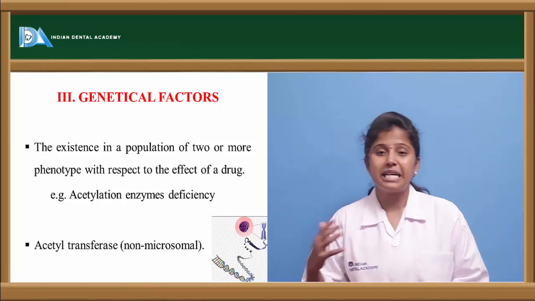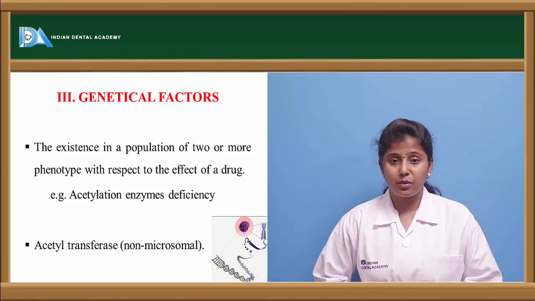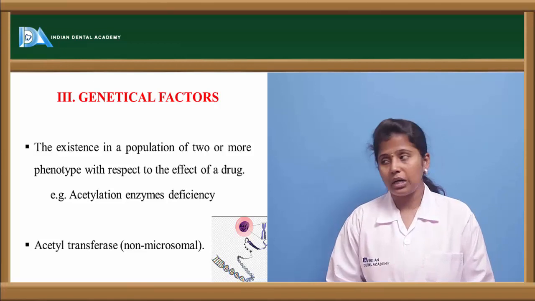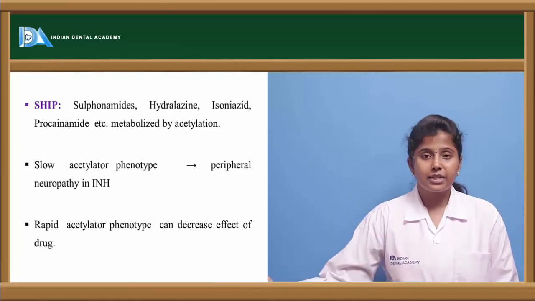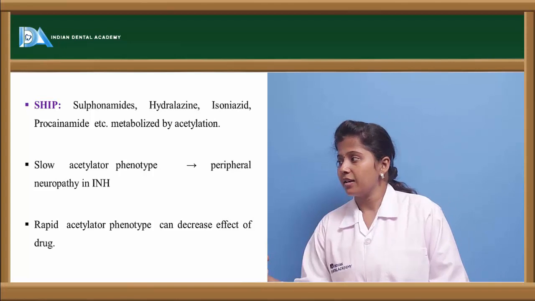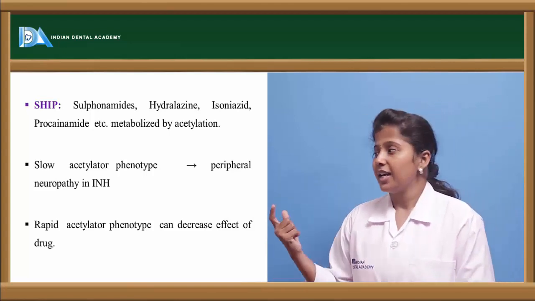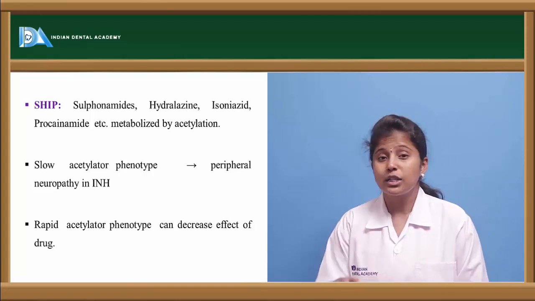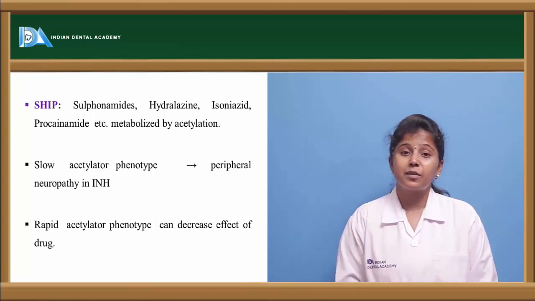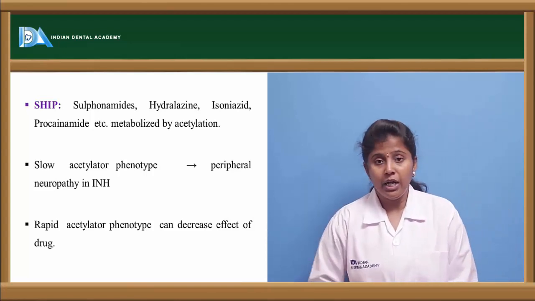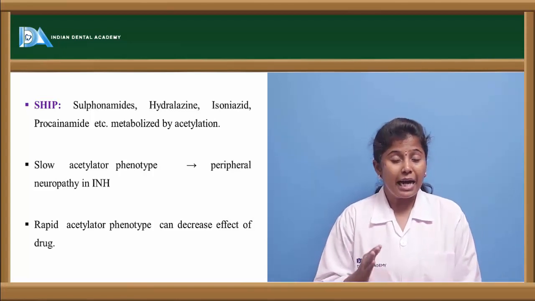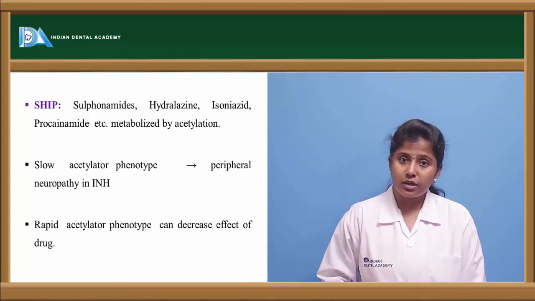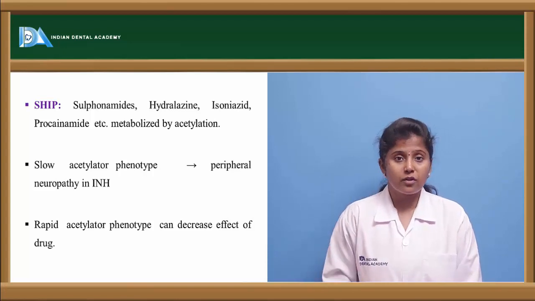So in such types, the acetylation enzymes will be deficient. Because of that, the metabolic rate of the drug can be altered. For example, drugs like, we can remember SHIP, sulfonamides, hydralazine, isoniazid, as well as procainamide. These drugs get metabolized by the acetylation process itself. So the metabolism of these drugs has to be done, because if the metabolism does not occur, then these drugs show adverse drug reactions. So here they are metabolized by the process of acetylation.